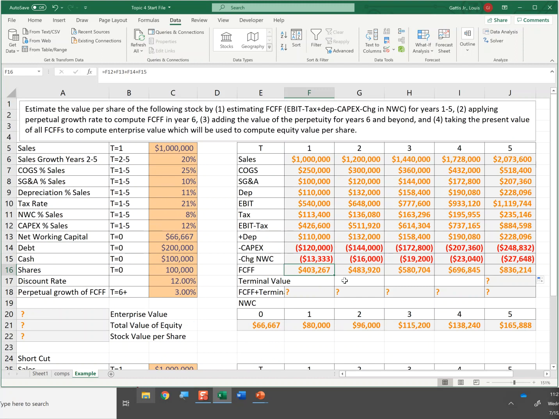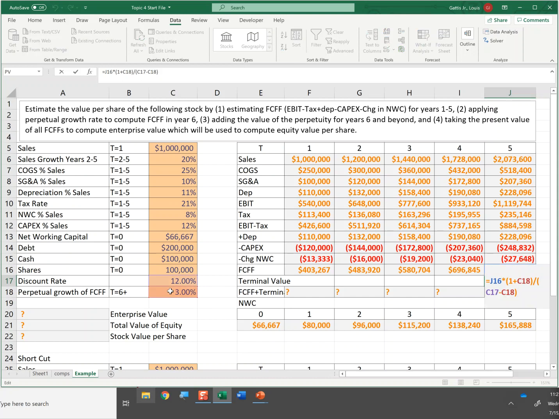I now need to get a terminal value. So this is the year 1 through 5 free cash flows. Let's use a terminal growth rate of 3% for year 6 to infinity. So I'll take my year 5 free cash flow and multiply times 1 plus that growth rate. That is my year 6 free cash flow, divided by my discount rate, 12%, minus my perpetual growth rate. That is the perpetuity from year 6 to infinity. So this is the value in year 5 of cash flows going from year 6 to infinity.